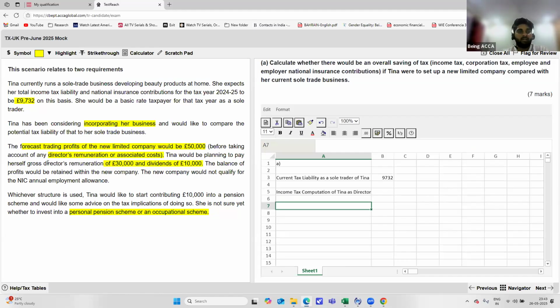That is director's remuneration, that is employment income, which will be a part of non-savings income, and dividends of 10,000. That means she has a dividend income as well. So we will have two types of income. So first we'll write non-savings income, and dividend income is what she will be having.